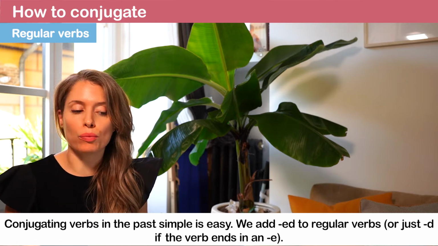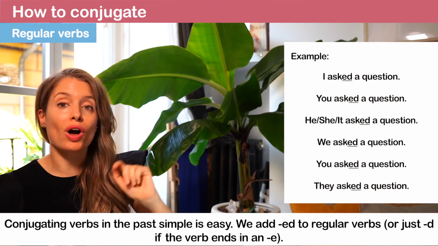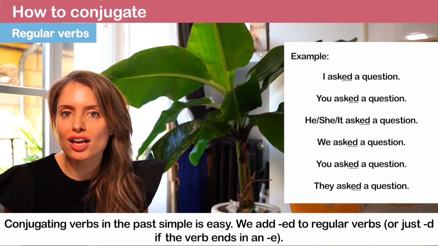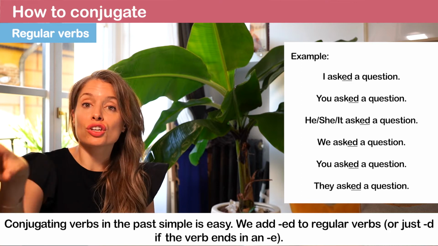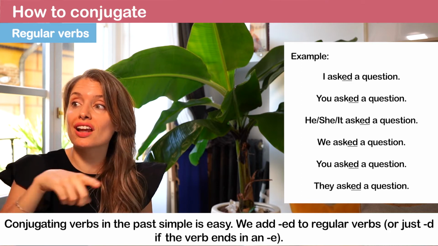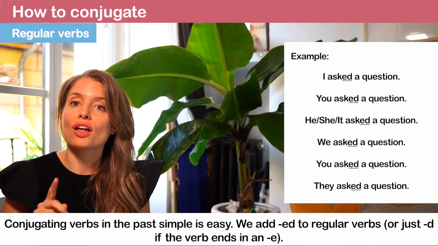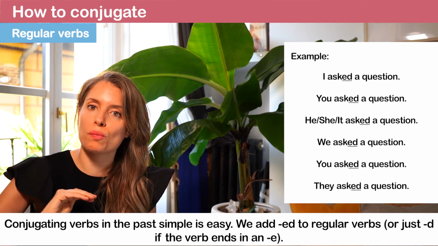Let me give you an example. We can say, I asked a question, you asked a question, he, she, it asked a question, we asked a question, you asked a question, they asked a question. And as you can see, the verb in the past simple stays the same for each person.